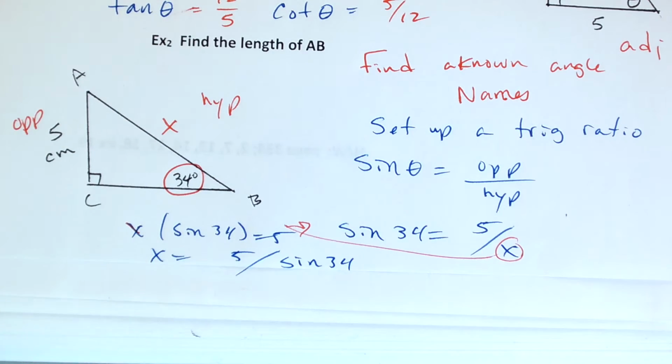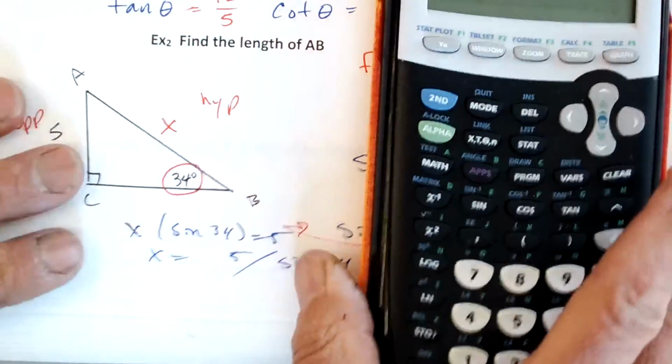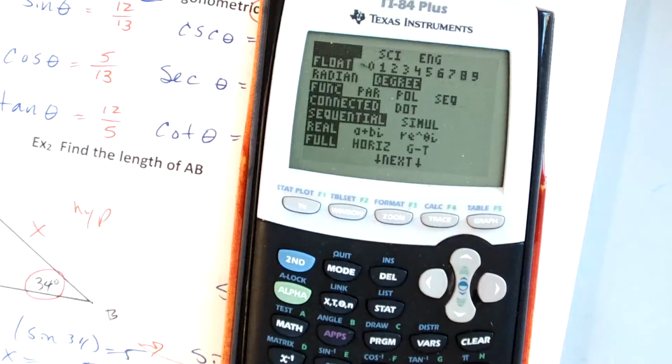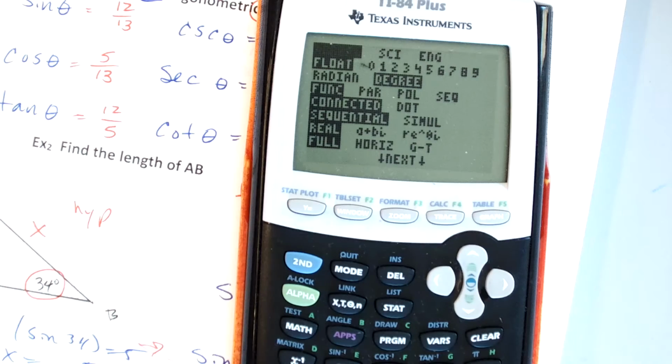Everybody have a calculator? If you need to grab one, you will need a calculator. Now, the biggest thing before you do anything is your mode. If you are in radian mode, which we'll talk about later, you're going to do it right and get every question wrong. We don't have radians yet. Keep it in degrees.